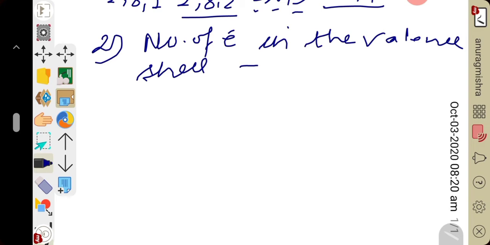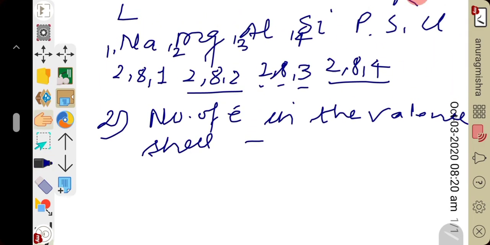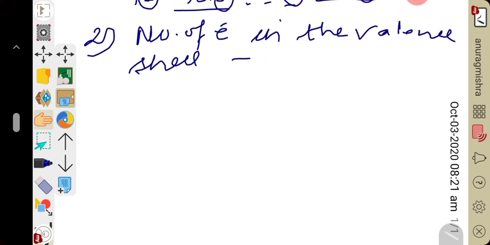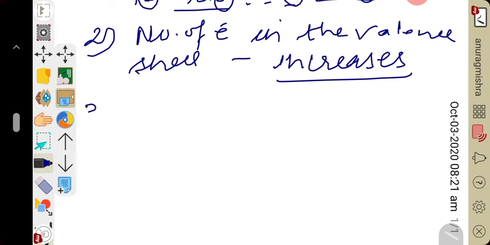You can see here, I have given the example of period number 3. 2, 8, 1, valence electron is 1. As we are moving left to right, valence electron is 2, here 3, here 4, here 5, here 6, here 7. So when we move left to right in a period, the number of valence electrons increases by 1.